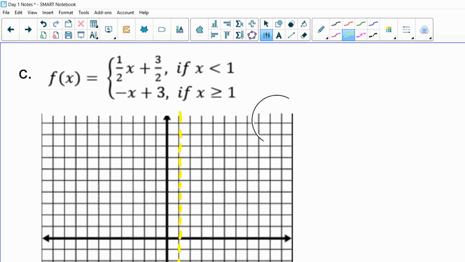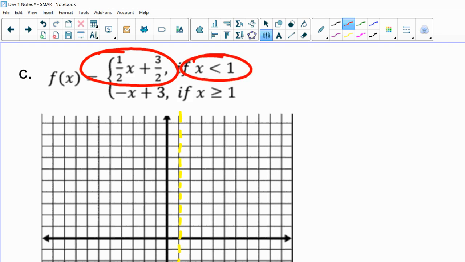Okay, so let's go with Mr. Red and Mr. Green again. Here's Mr. Red. His equation is 1/2 x + 3/2. Now remember, 3/2 is just 1 1/2. Now his yard is on the left side of the fence because he lives where x is less than 1. Does he own the fence? Nope, because he does not have the or equal part.